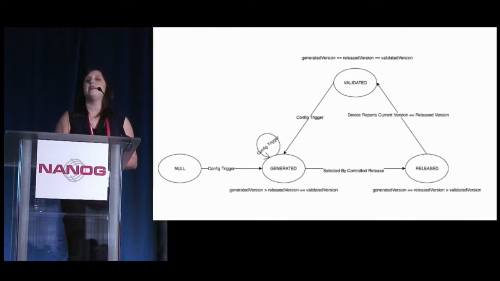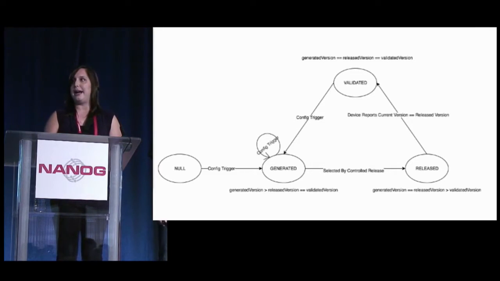To get from generated to released, that's where that control mechanism comes in, and I'm going to cover that in depth in the coming slides. But once we are in the release state, the controlled release process increments that released version, so it now matches the generated version. And we are safe to write that config to disk to be served up by HTTP.